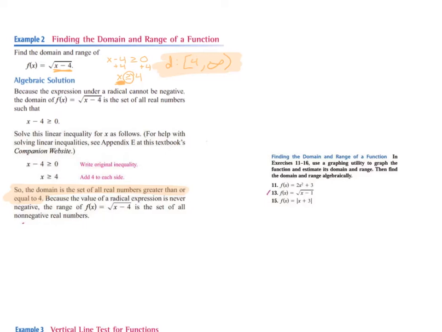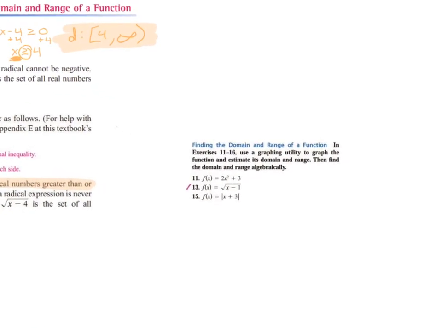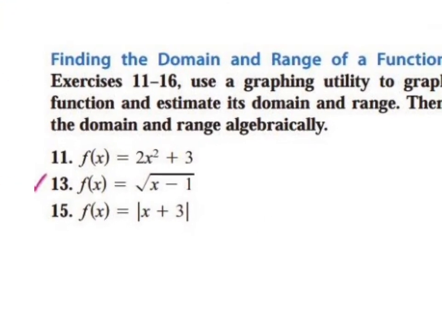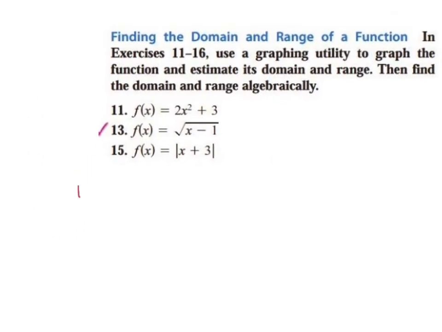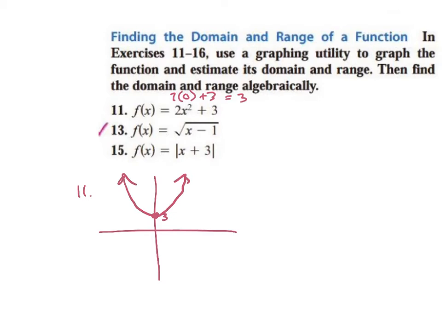Moving over to the right side of our page, we have a few examples. So we have number 11, f of x is equal to 2x squared plus 3. We know that this graph is going to look like a parabola because it's an x squared graph. So let's say we plug in 0. So we have 2 times 0 plus 3. When we plug in 0, we get 3. So when our x is 0, our graph starts at 3. So our graph is going to look something like this.